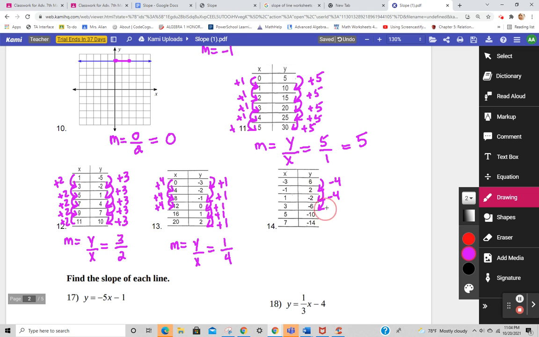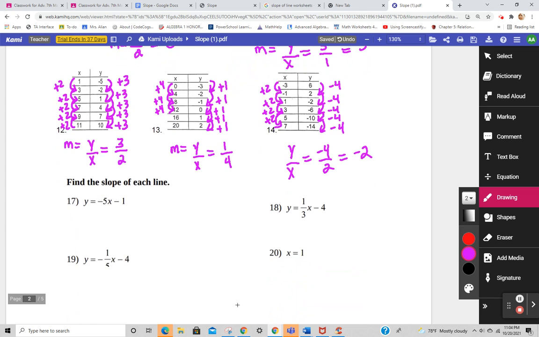So it's dropping by -4, dropping by -4, dropping by -4. That's how the y values are changing. Here we're adding 2. Add 2. Add 2. Add 2. So the change in y over change in x is -4 over 2, which is -2. So our slope is -2.